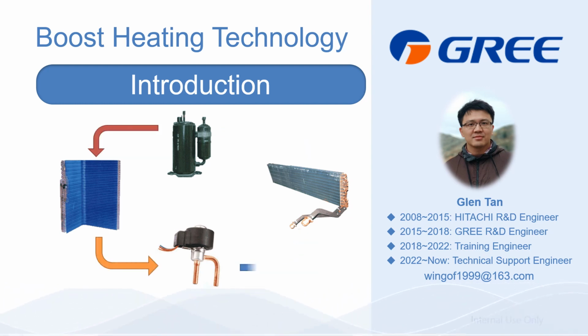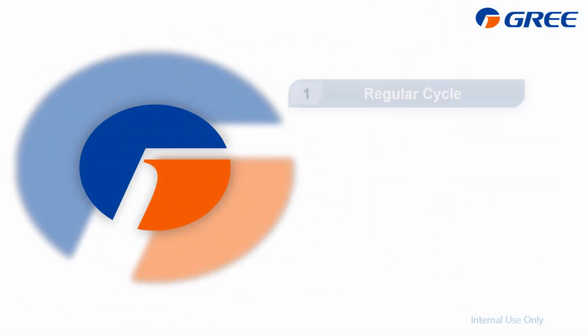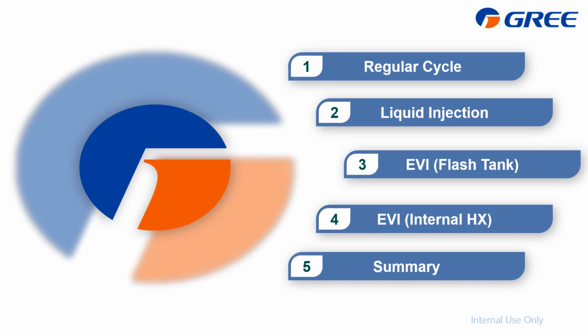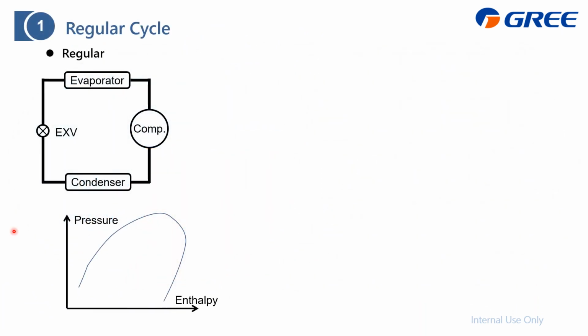And also I will use the pH diagram to analyze. It will be a little bit complicated. This sharing divides into these 5 parts. First is the regular cycle.